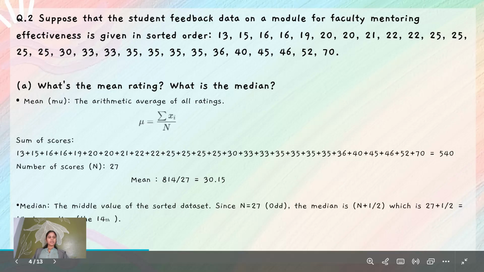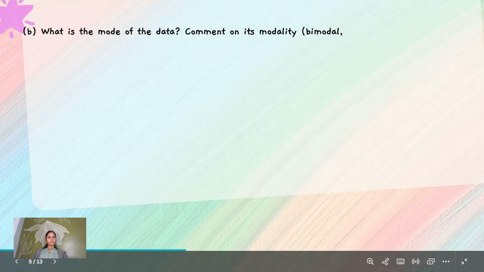For the mean, we sum all the scores and divide by the total number of scores, which is 27. The sum of all scores is 814, which is divided by 27. So the mean will be 30.15. For the median, we take the middle value of the sorted data. Since the total number of scores is 27, which is odd, the median is the (n plus 1) divided by 2, which is the 14th value, 25. So the median will be 25.